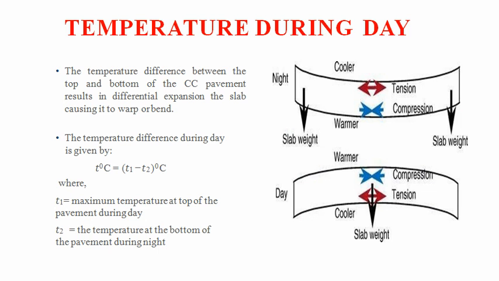So the temperature difference between the top and the bottom of the cement concrete pavement will result in differential expansion of the slab, which will cause warping or bending of the slab. The temperature difference during the day is given as T degree Celsius, which is T1 minus T2, wherein T1 is the maximum temperature at the top of the pavement during the day, whereas T2 is the temperature at the bottom of the pavement during the night.